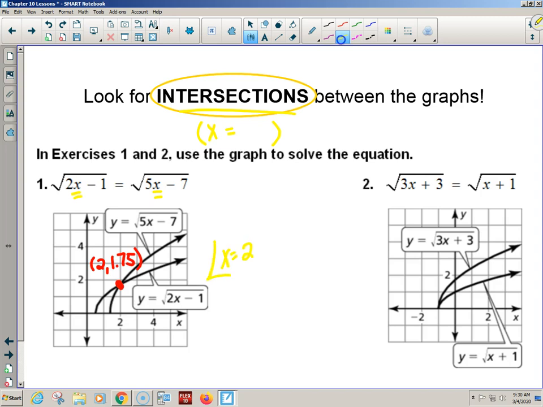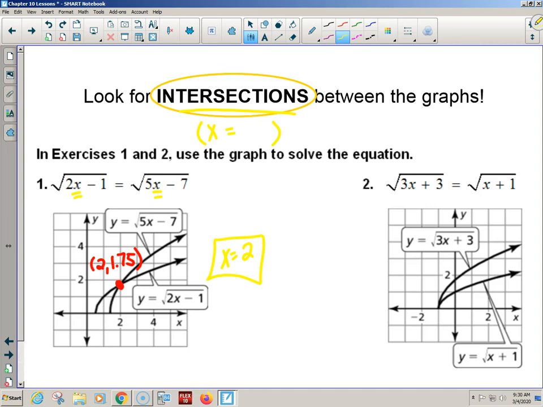How could you double check that it works? What happens if you plug in 2? 2 times 2 is 4, minus 1 is? How about 5 times 2 is 10? 10 minus 7 is? They're both square root of 3. Yeah, 2 is the right answer. And it was as easy as finding the intersection on the graph and saying, I'm only looking for the X. So you guys, your turn.